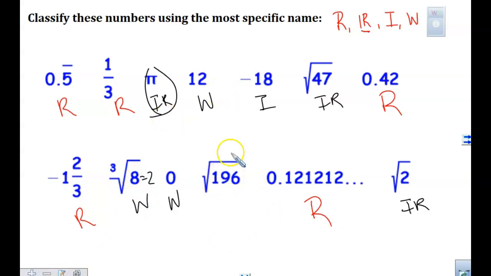And we really have one left, square root of 196, and if we think about the square root of 196, if you've memorized, you know this one is equal to 14, which makes it a whole number.